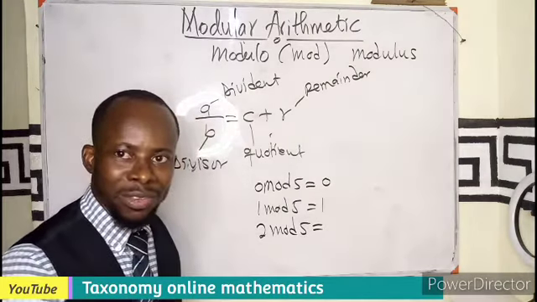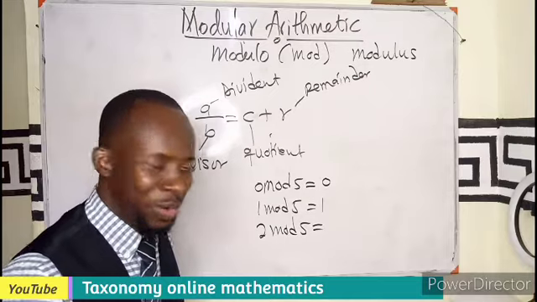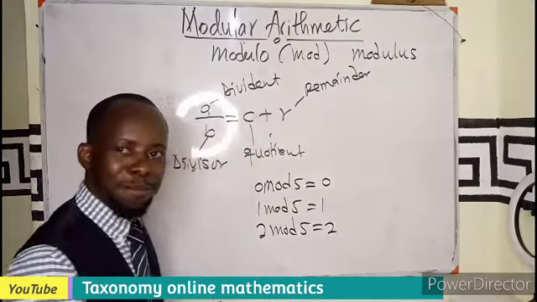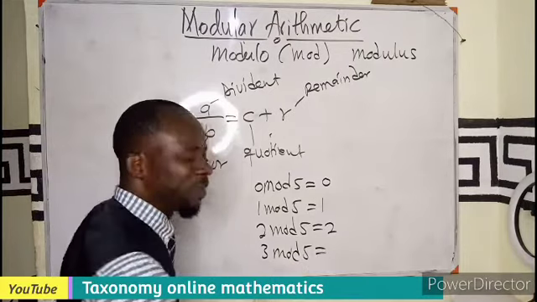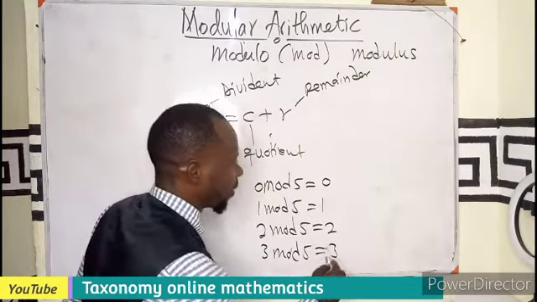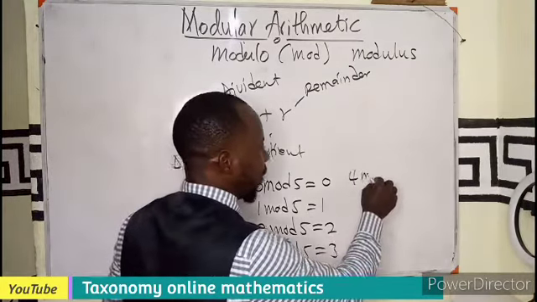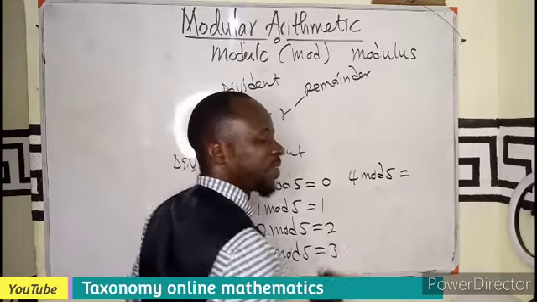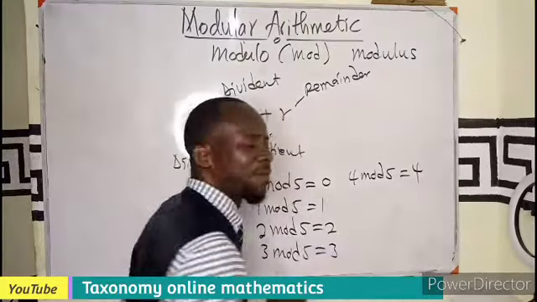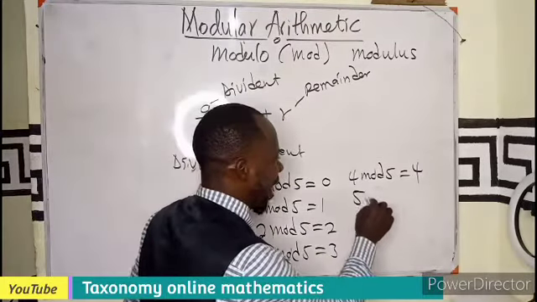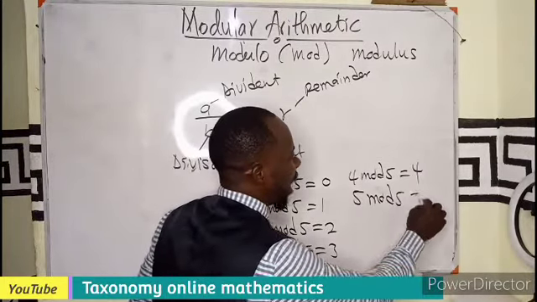I believe it is obvious to be what? 2. So I put my 2 there. Then 3 mod 5, still 3. Let me take a step further. 4 mod 5. I believe this time I don't need to talk. It is what? 4. Then let me take 5 mod 5.